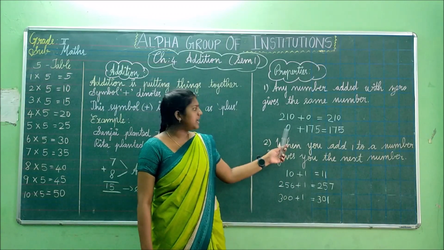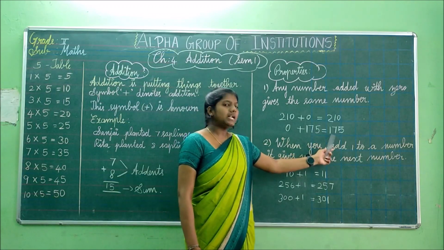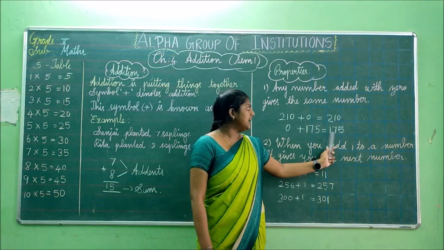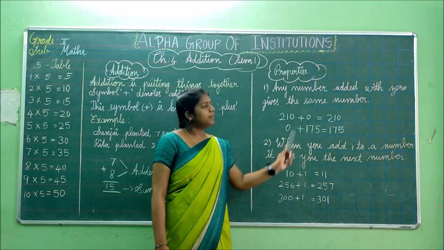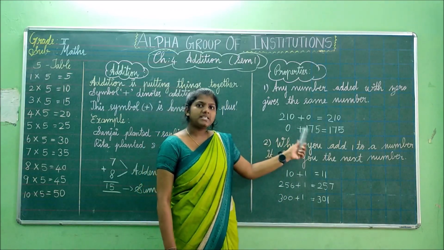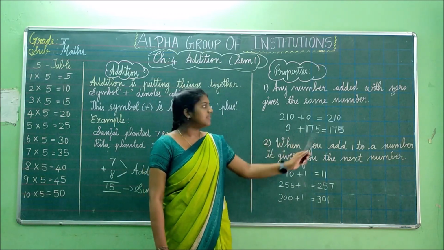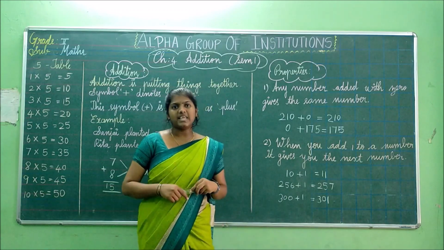See the second example, 0 plus 175. So we got the answer as 175. If we put 0 next to the number or in the first place, it may be present in any place. But if we add 0 with any number, we will get the same number as the answer.